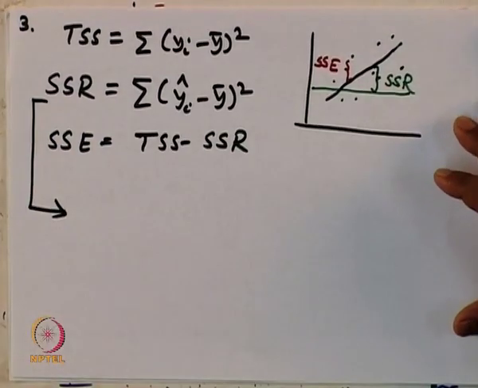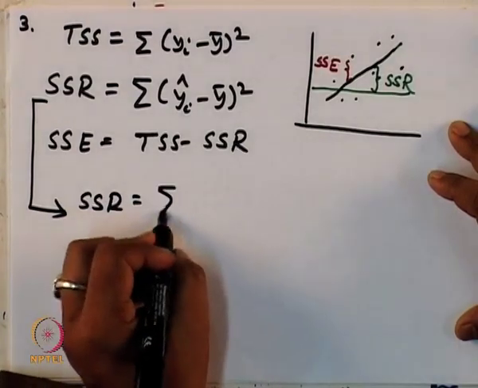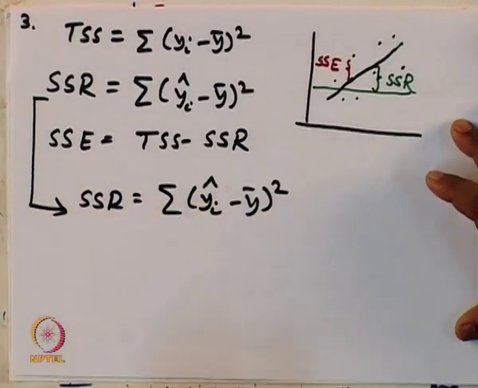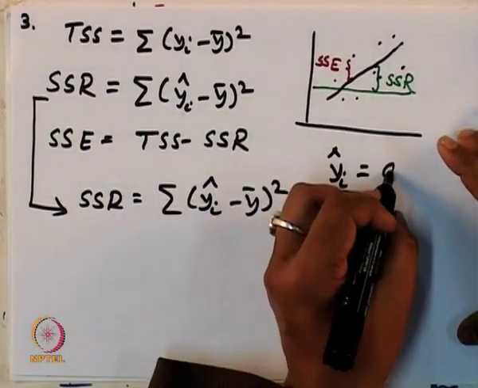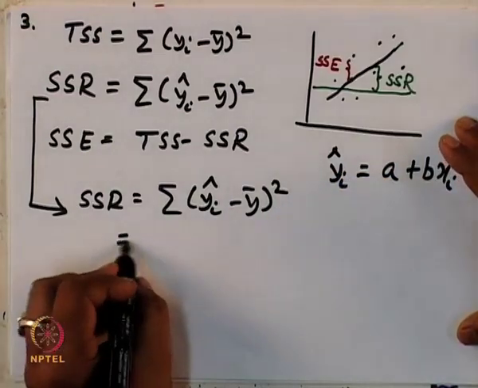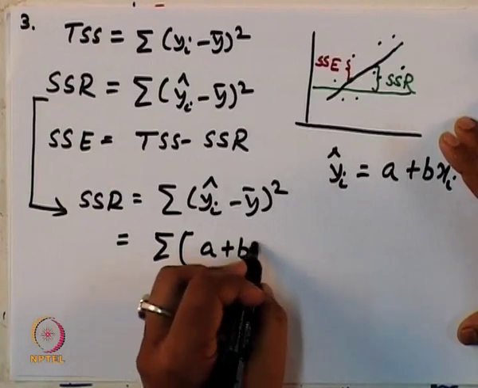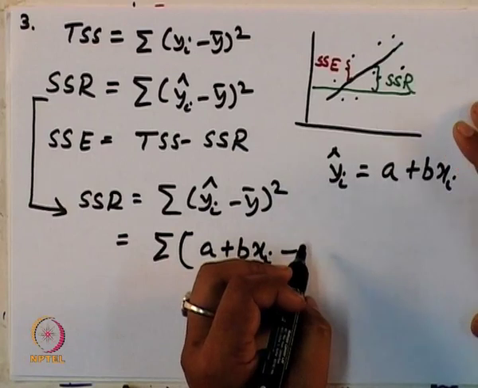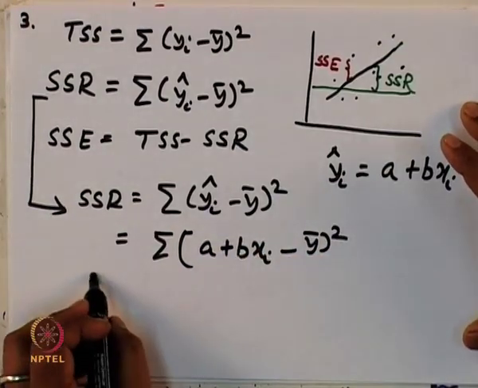Now, if we expand on this SSR expression, SSR is equal to summation of yi hat minus y bar whole square. Now, yi hat is given by the expression a plus b of xi. So, if I plug in the values, what I get is a plus b xi minus y bar, whole square, and y bar.